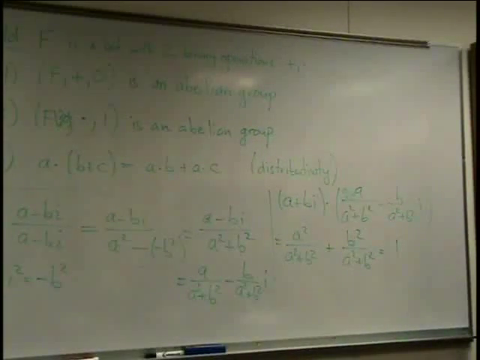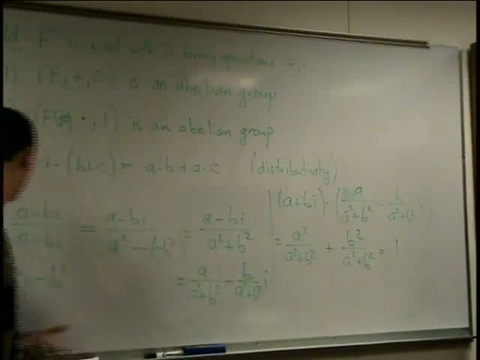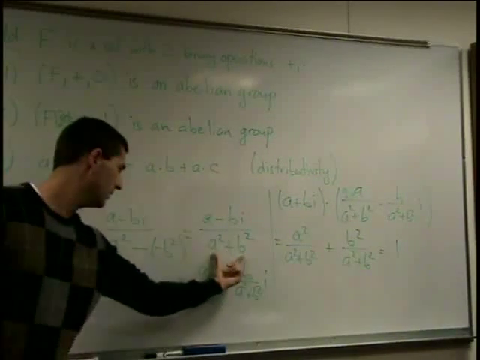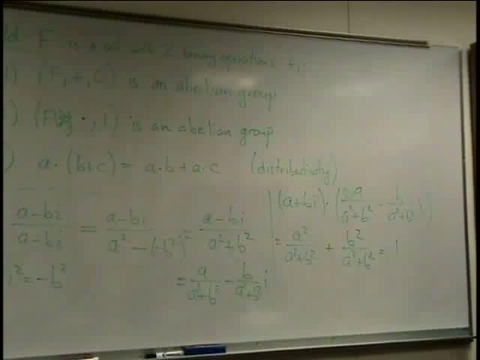Okay, cool. So this is how we're going to divide. Dividing by a plus bi is the same as this. So that shows us that we have an abelian group, right? When we get rid of 0, at least, under multiplication.